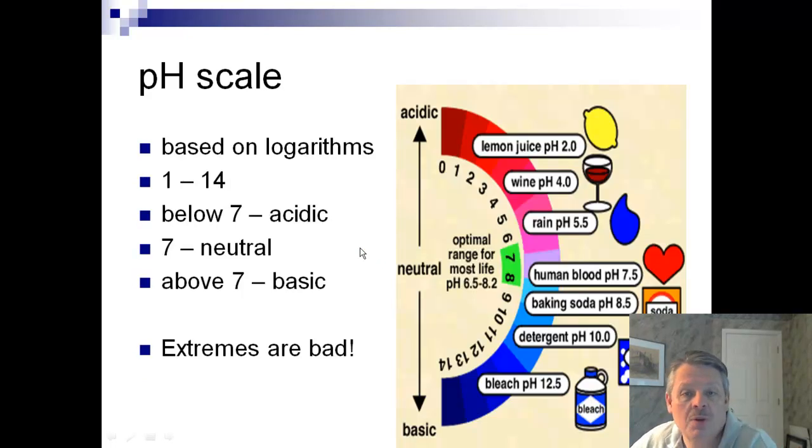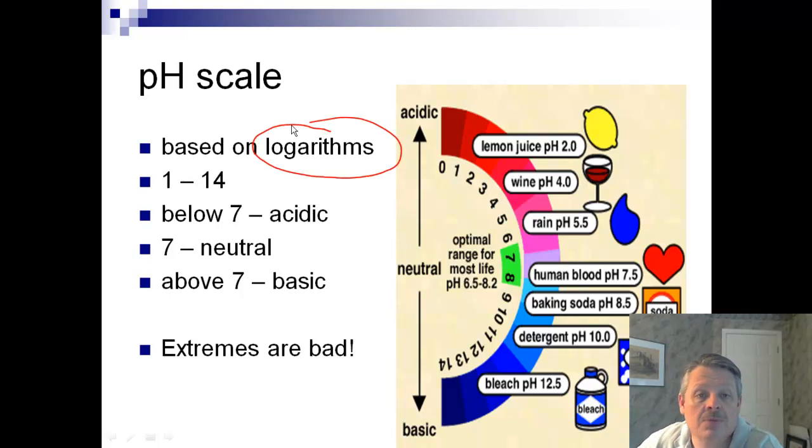Now, we do have a pH scale, and a pH scale is based on logarithms. If you're in Algebra 2, you should have seen logarithms by now. If you're not in Algebra 2, then you may not know what logarithms are, but essentially they are something based on an exponential scale of base 10. If you need more explanation, please come see one of us in class. We'll help you out.